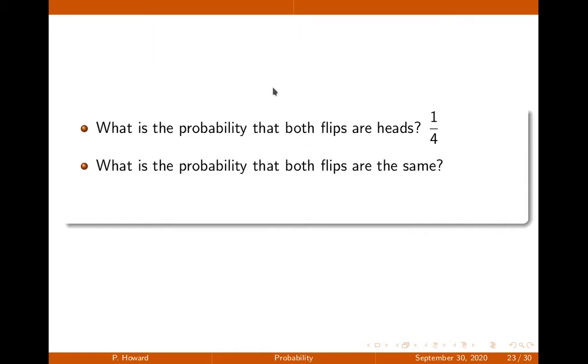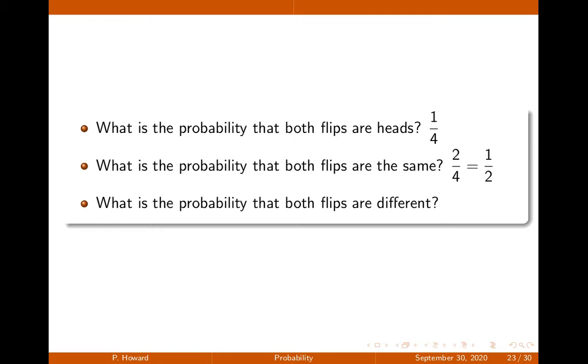What's the probability that both flips are the same? Let's see, that happens in 2 of the 4 possible outcomes. Right? Both flips are the same if you flip heads or if you flip tails. So the probability is 2/4. In reduced form, that's a half.